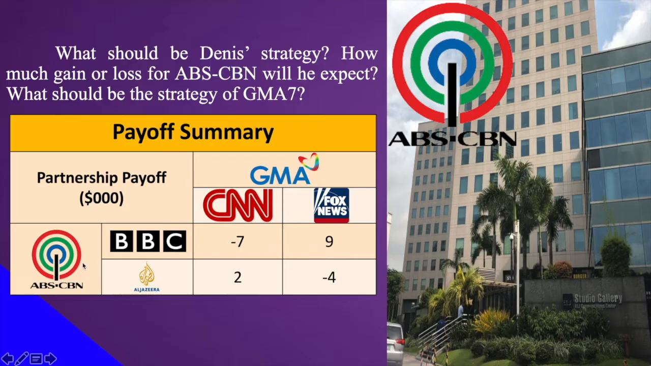Now, if ABS-CBN partners with BBC while GMA7 partners with Fox News, ABS-CBN will have a gain of $9,000 and GMA7 will have a loss of $9,000. Same way with ABS-CBN if they partner with Al Jazeera while GMA7 partners with CNN, ang panalo doon is si ABS-CBN, $2,000. Now, if ABS-CBN partners with Al Jazeera, then GMA7 partners with Fox News. For that scenario, ABS-CBN will have a loss of $4,000 and GMA7 will have a gain of $4,000. I hope you get the scenario, guys, dahil kung hindi yan malinaw, mahihirapan tayo sa solution. Kaya ko explain in very detailed manner, no, kung ano yung nangyayari sa payoff summary table natin.